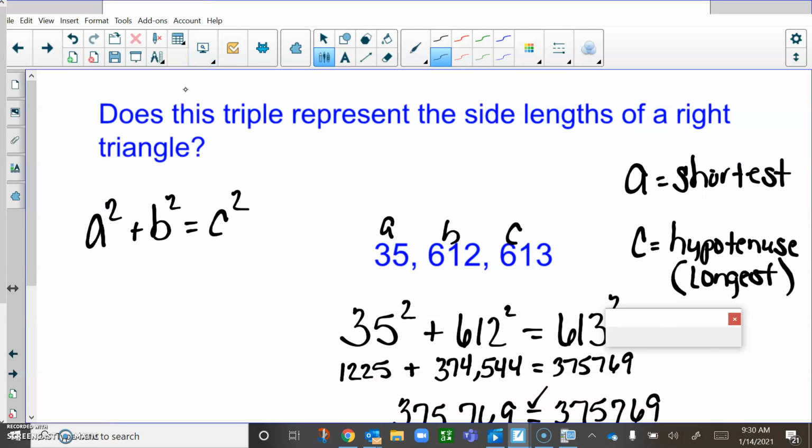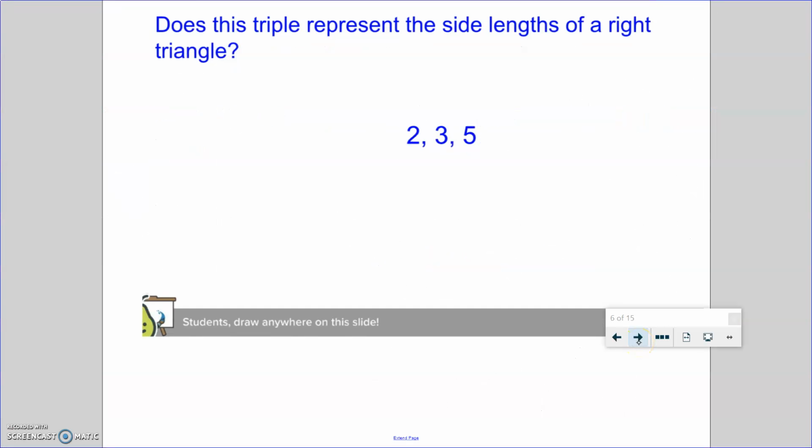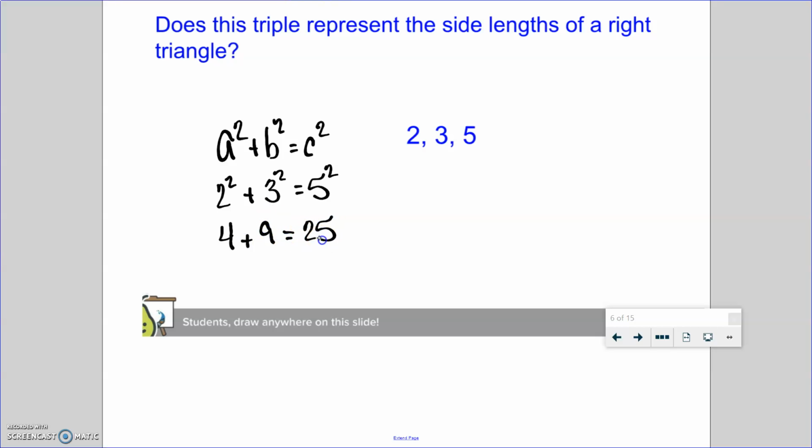So next, we're going to try this again with a different triple. We have 2, 3, and 5. We start off with our formula, a squared plus b squared is equal to c squared. So 2 squared plus 3 squared is equal to 5 squared. 2 squared is 4. 3 squared is 9. 5 squared is 25. 4 plus 9 is 13. 13 is not equal to 25, so it is false. It is not a right triangle. It does not represent a right triangle.